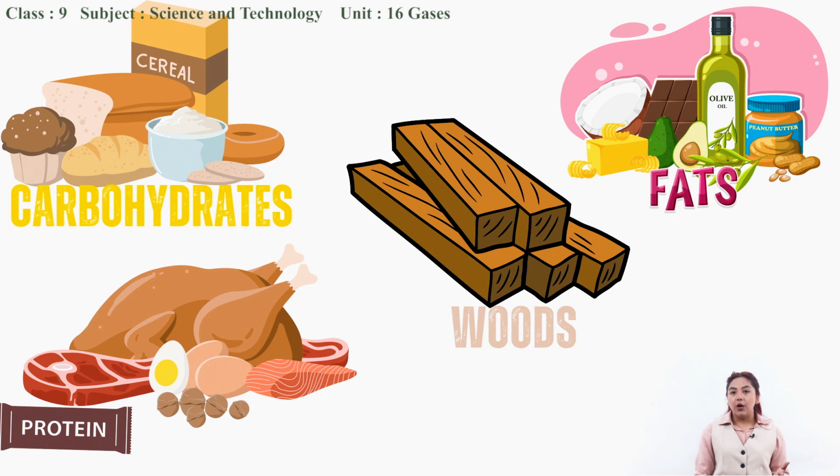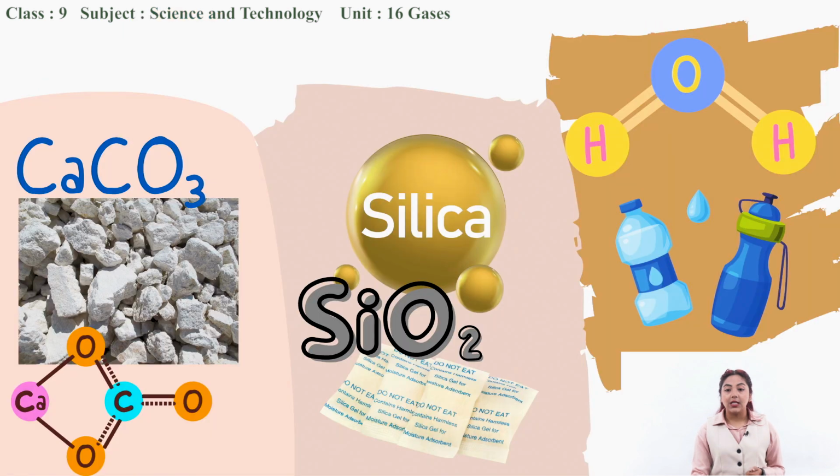It is also found in organic compounds like carbohydrates, proteins, fats, and wood, and some inorganic compounds like calcium carbonate, silica, and water, which is also very crucial for our survival. In each molecule of water, there is one atom of oxygen present. So, oxygen is very important for our survival. Now, let us study more about this very important gas.